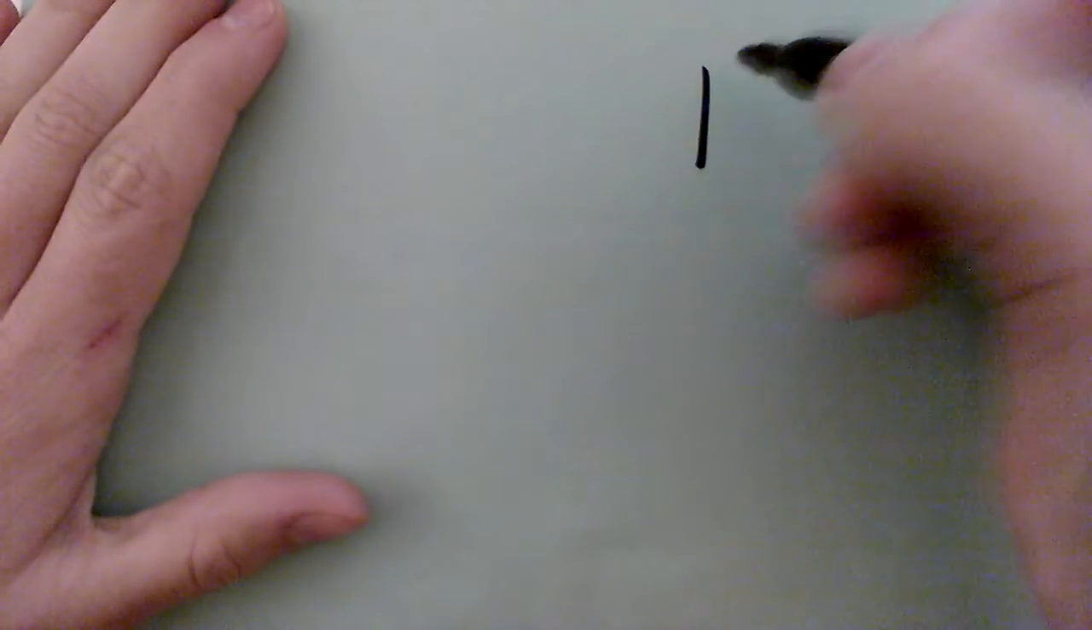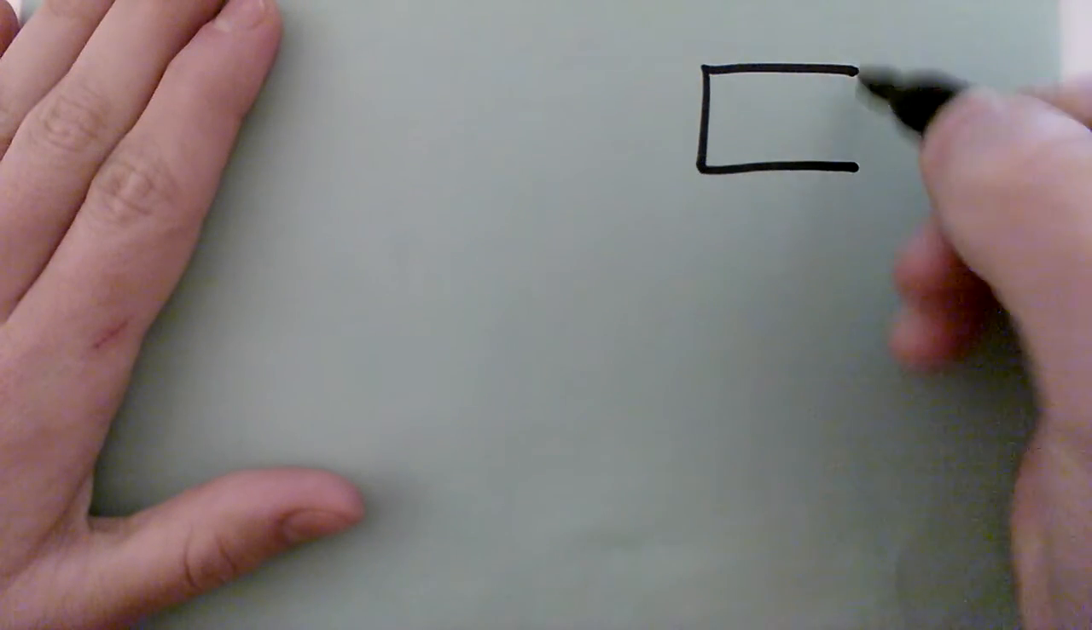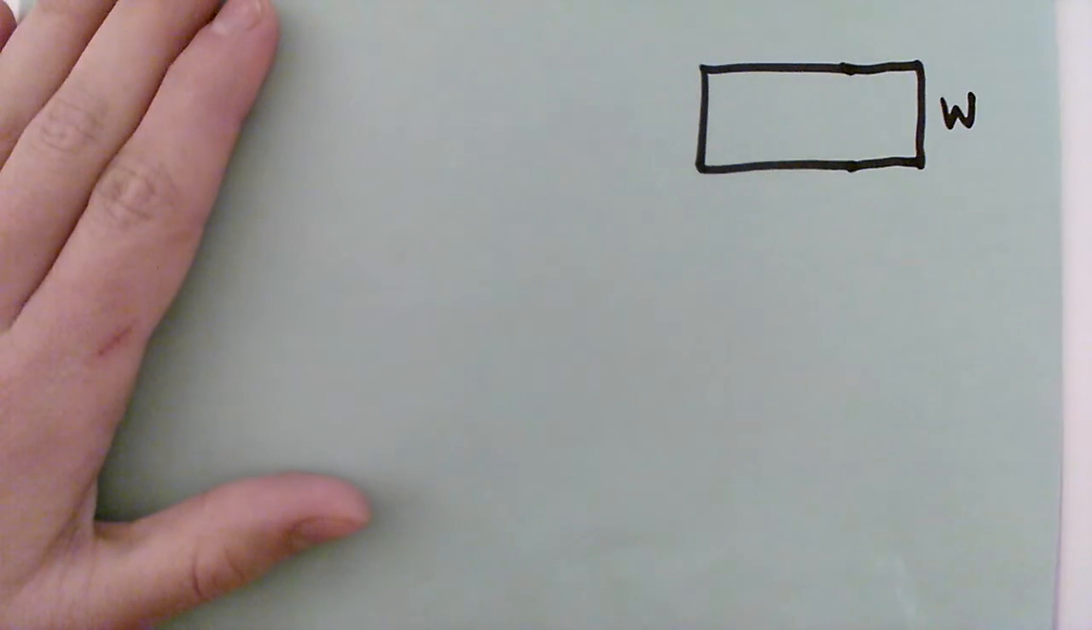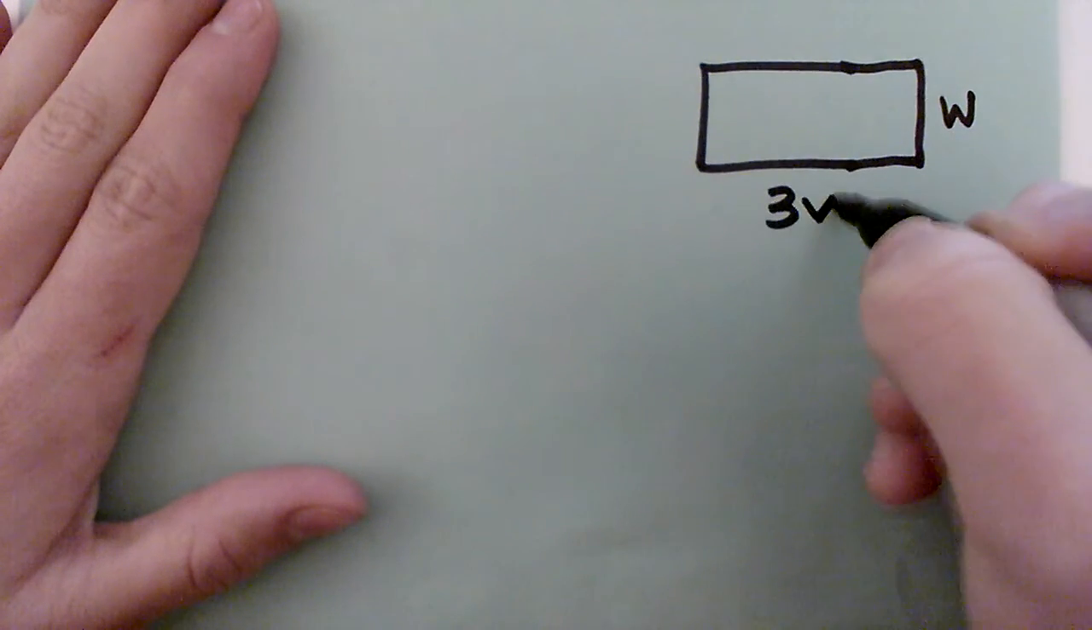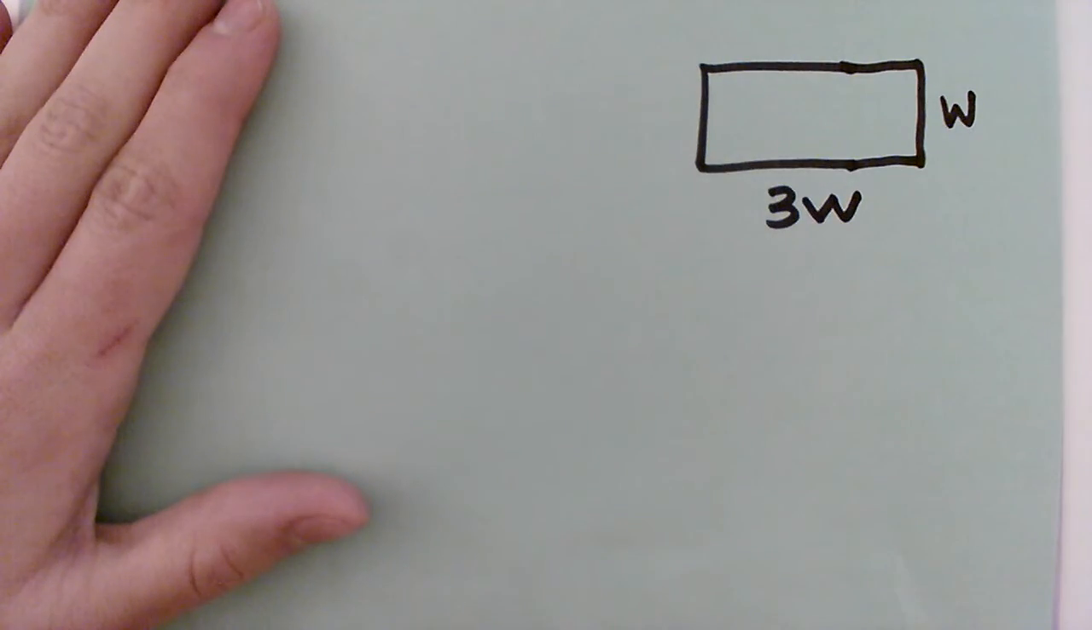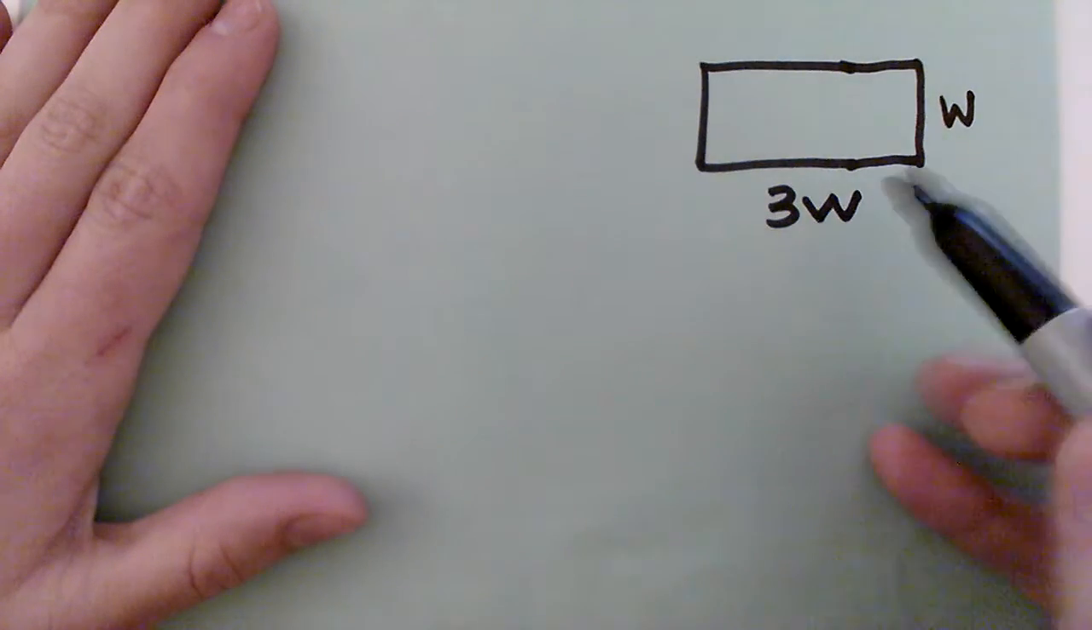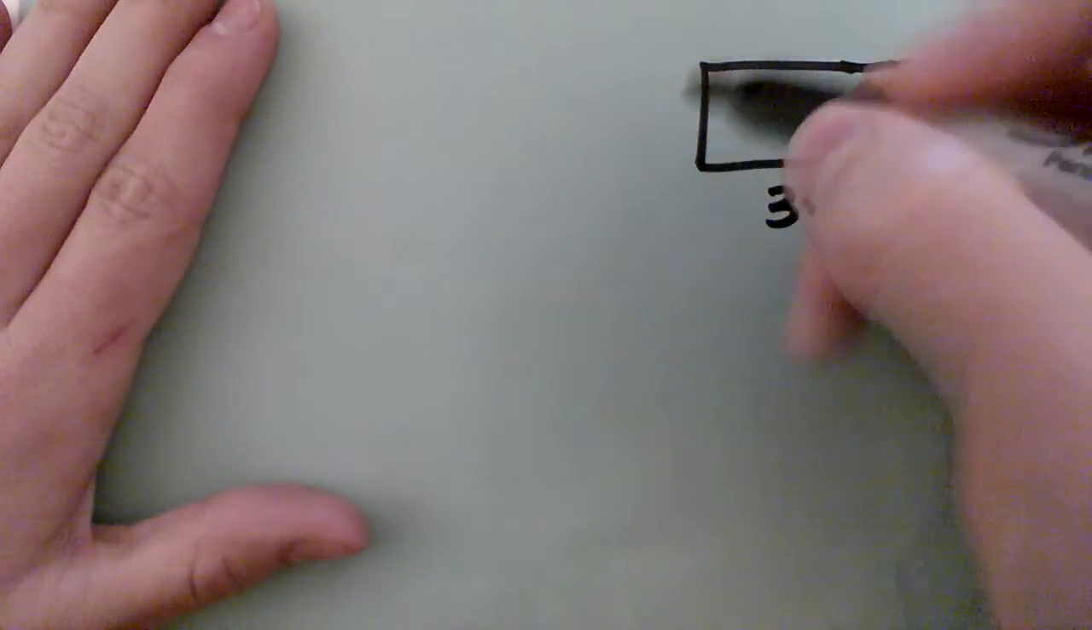Here we have a rectangle with a perimeter of 30 inches, and it says that its length is 3 times its width. So here we have W. We don't know what the width is, but we know the width, and then the length is 3 times that. So to find the perimeter, what we want to do is add all the side lengths together.